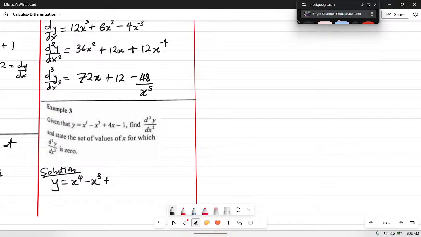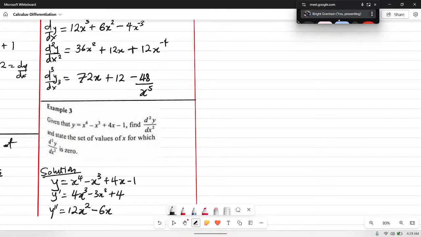I'll take you through the integration techniques. Let's find dy/dx. Let me write y prime: 4x cubed minus 3x squared plus 4. The second derivative y double prime becomes 12x squared minus 6x. When you differentiate the constant, what do you get? 0.